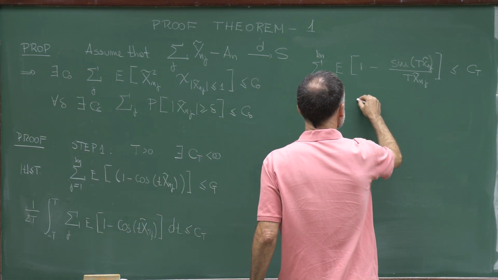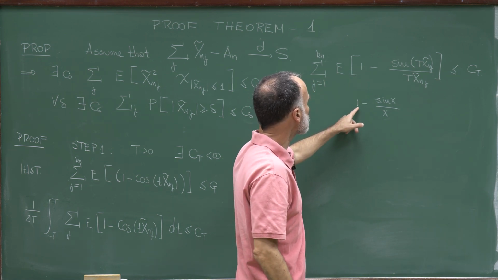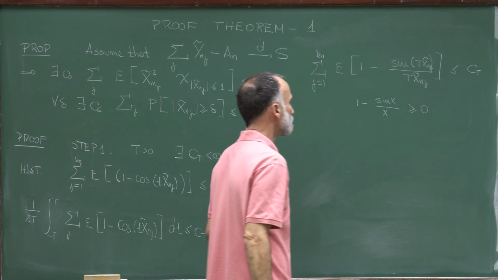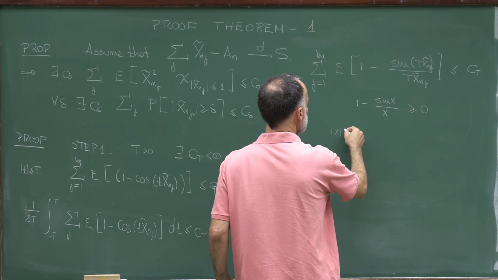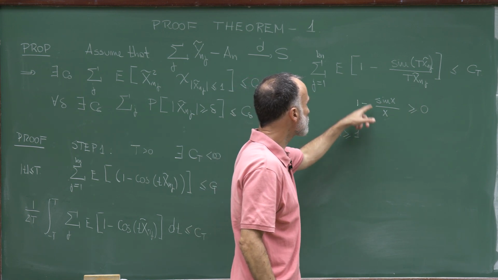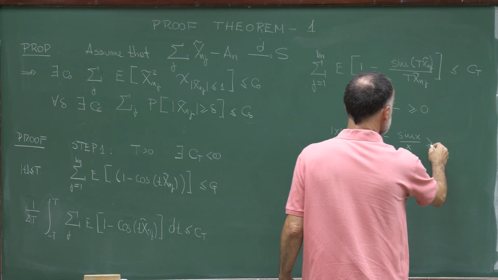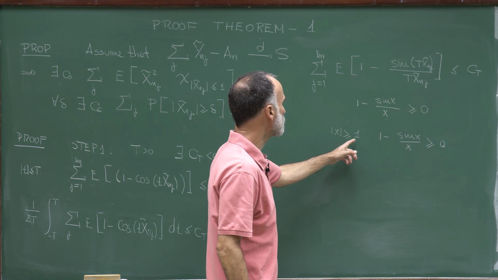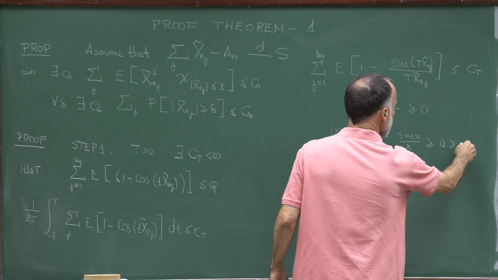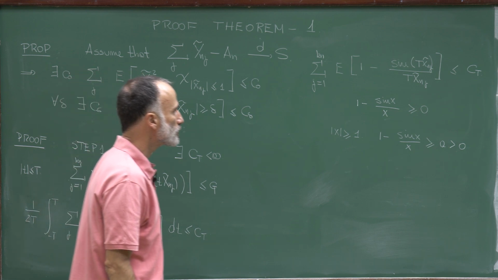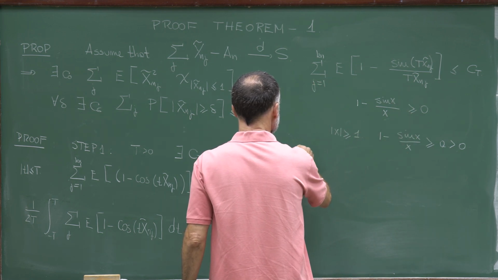Now, one first observation is that sinus x divided by x is always bounded by 1. So 1 minus sinus x divided by x is always positive. And also, if I take x larger than 1, then this quantity is strictly positive. So 1 minus sinus x divided by x is larger or equal than a, which is a strictly positive constant, if the absolute value of x is larger than 1. So I leave it to you to check this inequality, and I will use these two bounds to proceed.